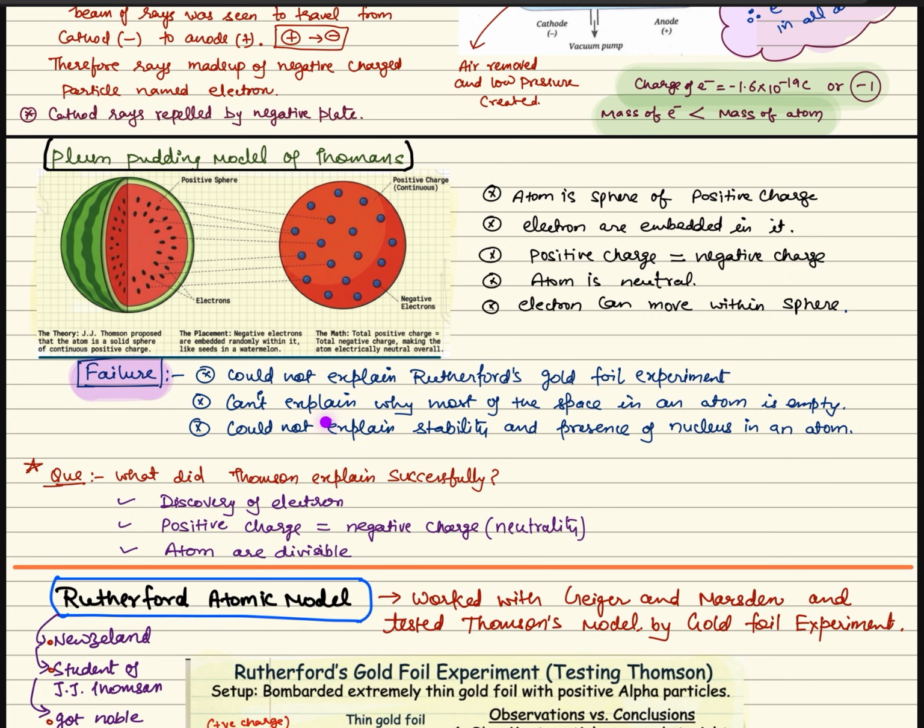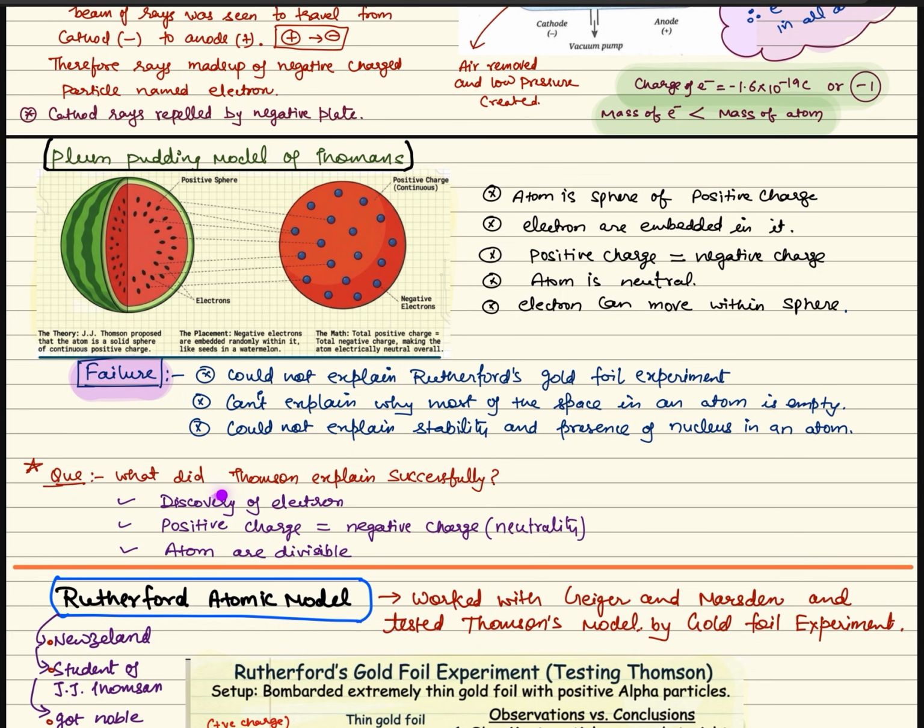Second, it can't explain why most of the space in an atom is empty. Can you see this red empty space? He was not able to tell why this space is empty. It could not explain the stability and presence of the nucleus in an atom. He was not able to explain why the atom is stable, and the presence of the nucleus in an atom, isn't it? That's why it failed.